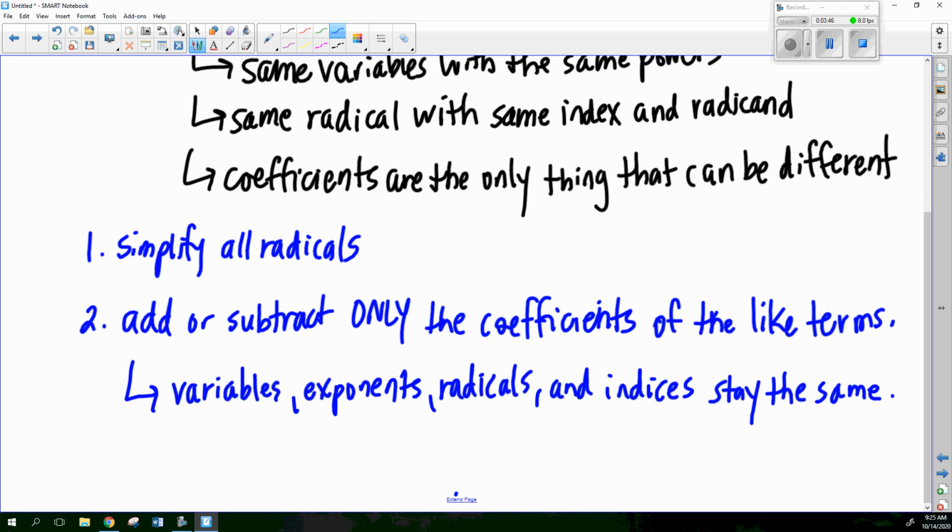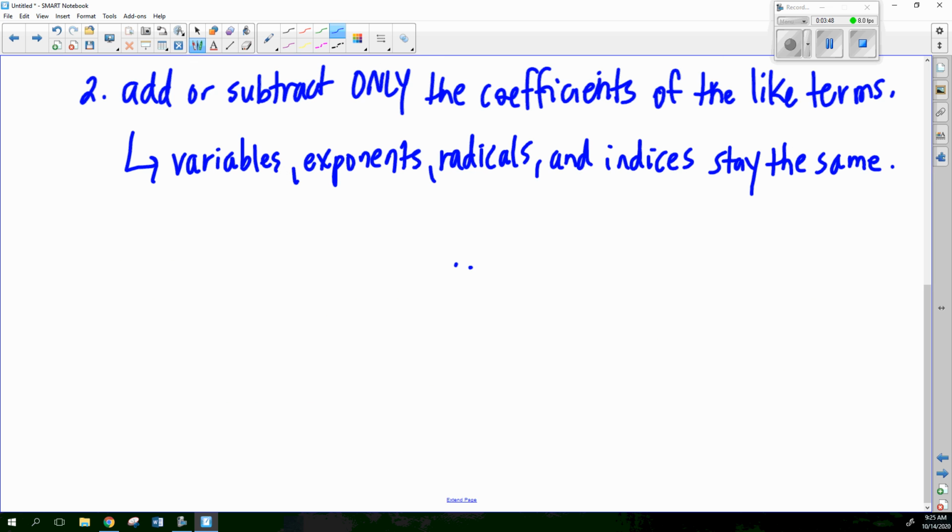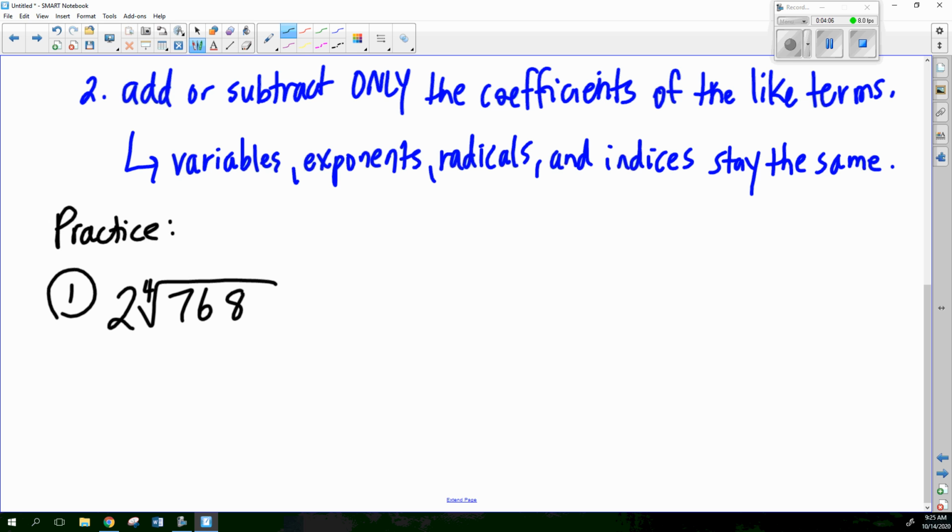All right, for our practice, number one, I want you to put together 2 times the 4th root of 768 minus 3 square root of 20 plus 7 times the 4th root of 3.